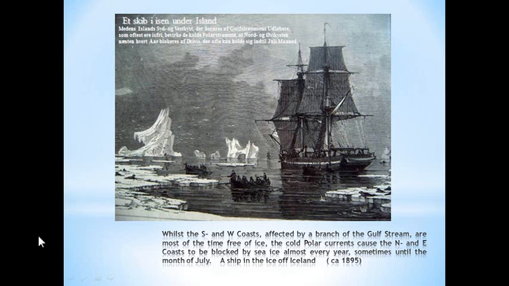This is from a Danish artist, and the text in Danish says, whilst the south and west coast, affected by a branch of the Gulf Stream, are most of the time free of ice, the cold polar currents cause the north and east coast to be blocked by sea ice almost every year, sometimes until the month of July.